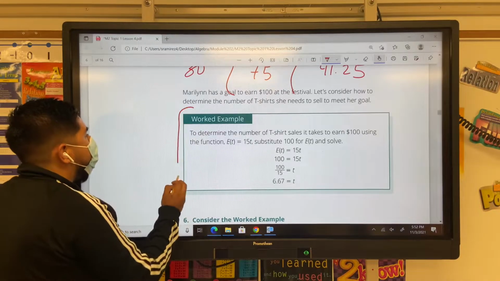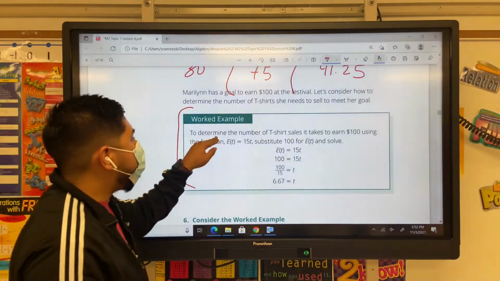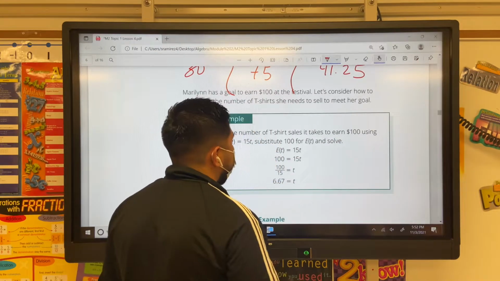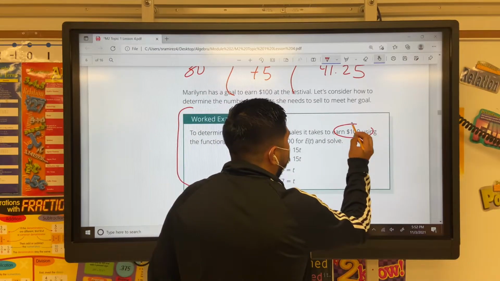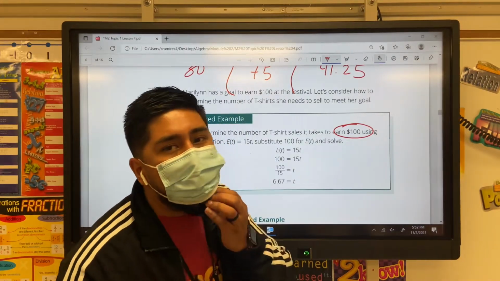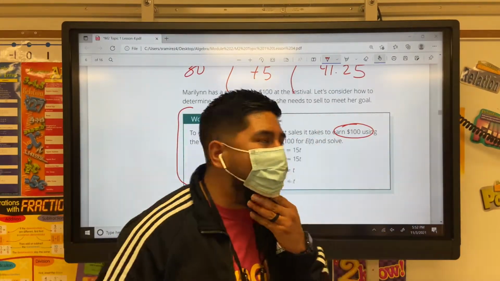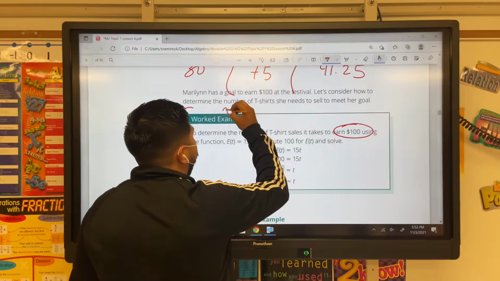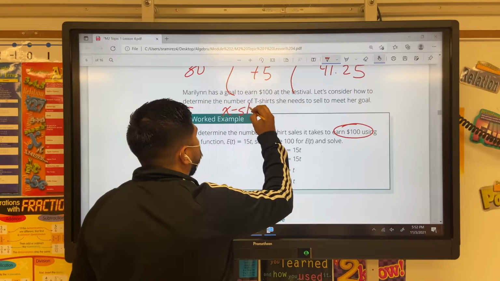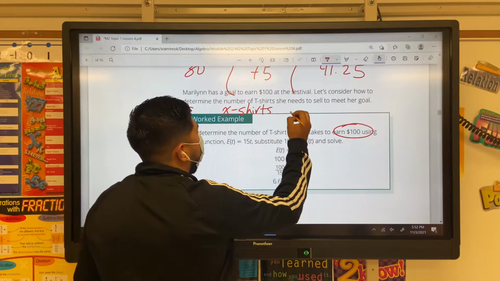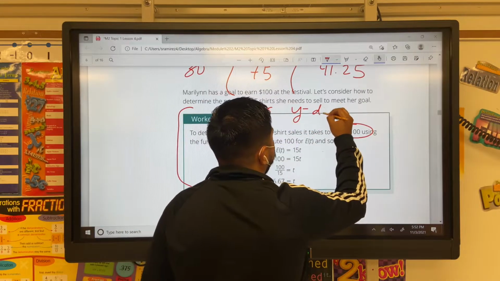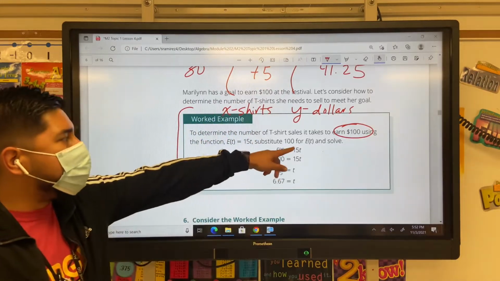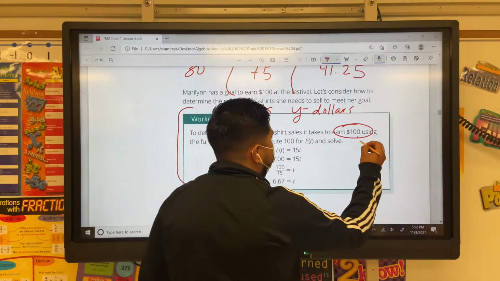Okay, very hard, very good. To determine the number of t-shirts it takes to earn $100, you should know, what does the money represent? It's dollars. Is that X or Y? We talked about it earlier. Let's make sure we remember that X is shirts and Y is dollars. Okay? So because this is $100, we're gonna make sure we label it as Y.